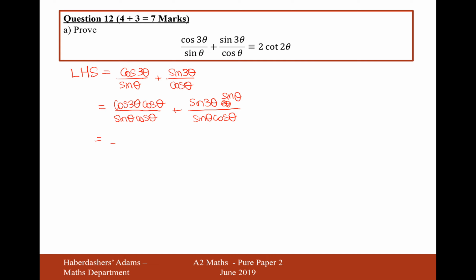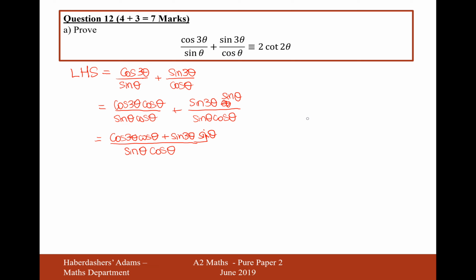Okay, so let's now put this all together in one big fraction. So it's sine theta cos theta on the bottom, and on the top, cos 3 theta cos theta plus sine 3 theta sine theta. Okay, so now we need a way of simplifying this numerator here.